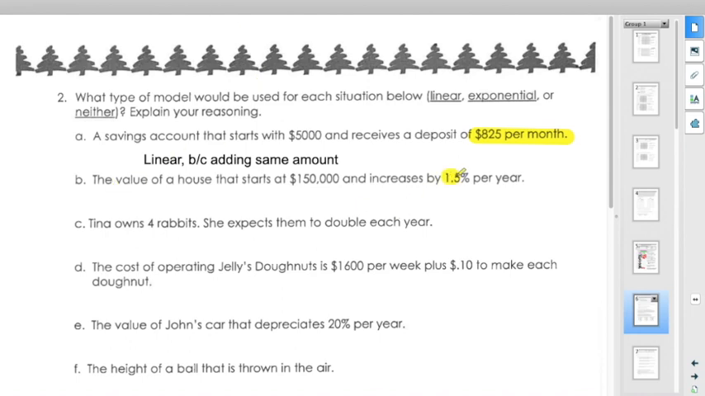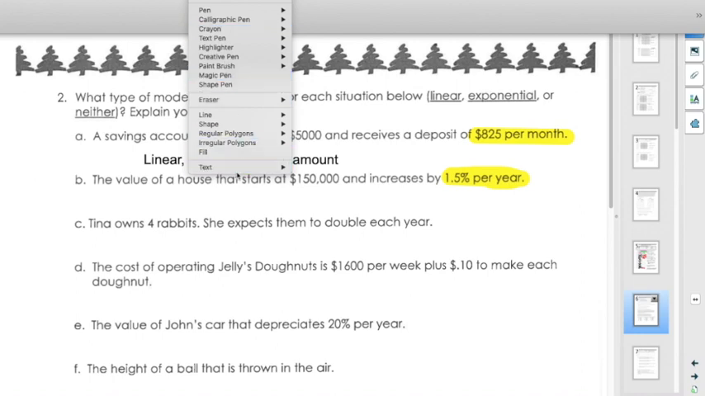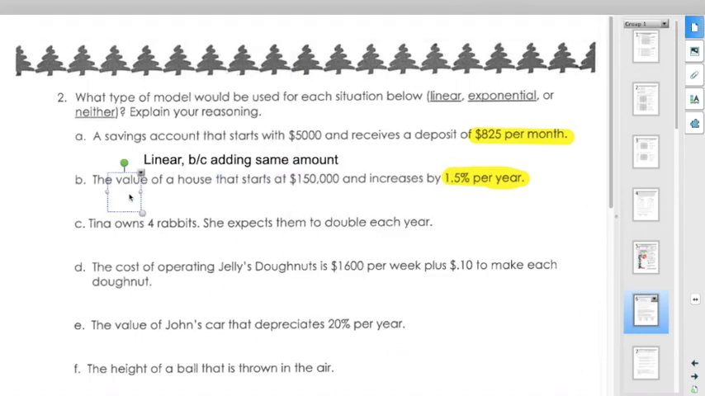Part B, it's increasing by 1.5% per year. But look, it's a percent. It might have per, but anytime we have a percent, that implies it's multiplication, and that implies exponential, because percent means multiply. Anytime we have percent, that means multiply. Okay, Tina owns 4 rabbits. She expects to double them each year. Exponential, because you are doubling. You're multiplying by 2.